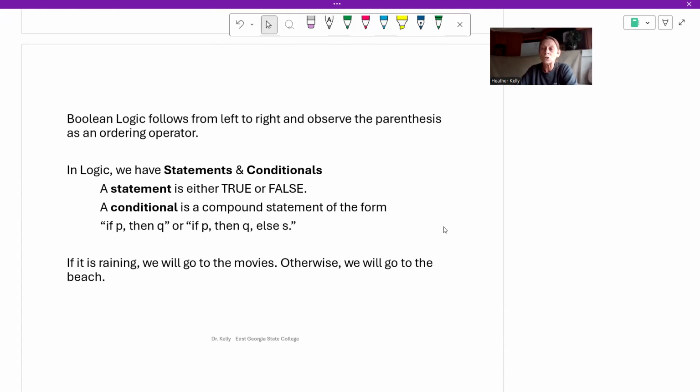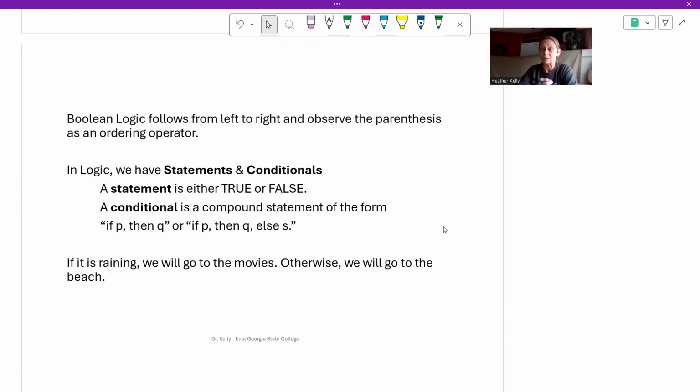So in logic, we have statements, and then we have compound statements called conditionals. Statements are very basic and they are either true or false. A conditional is made up of statements and is of the form if P then Q, or maybe if P then Q else S, something like that. Now this sounds a little bit crazy, but this is straight up math.